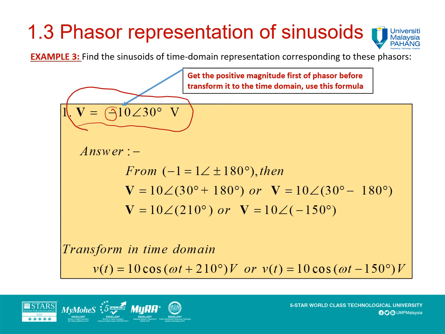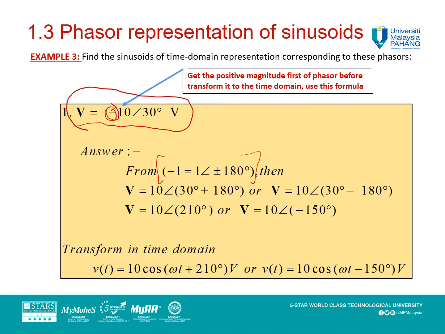Okay, here you must focus, the negative one. Get the positive magnitude first of the phasor before you transform it to the time domain. Now I want to convert from the polar form to the time domain. All right, so for the answer here, you must remember this equation.